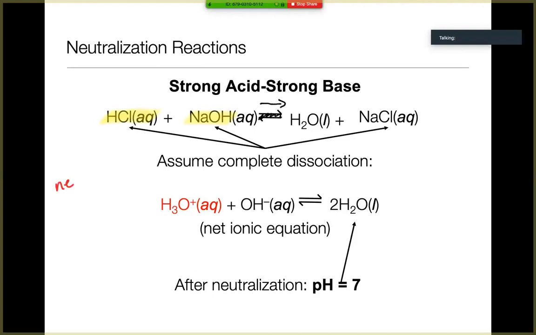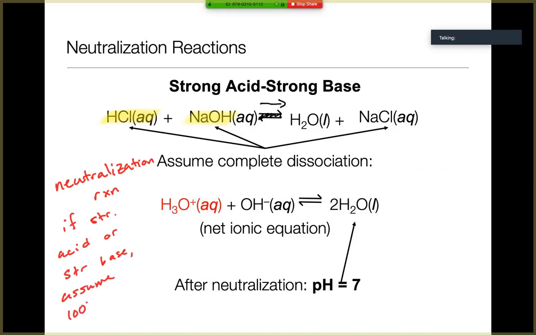When we have a neutralization reaction, maybe we should put the whole thing in, neutralization reaction, right? If it's a strong acid or strong base, assume 100% completion. So that means everything to products is what we're looking at. And to give ourselves some leeway room, I'll say approximately 100% completion.